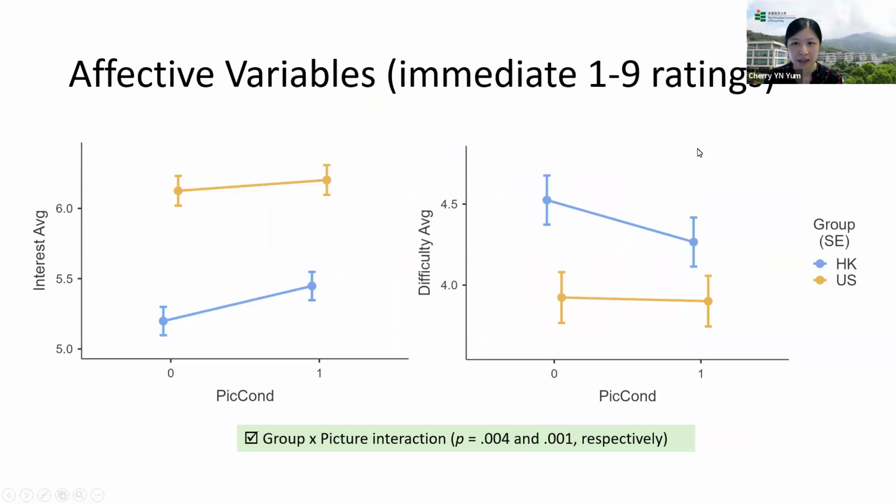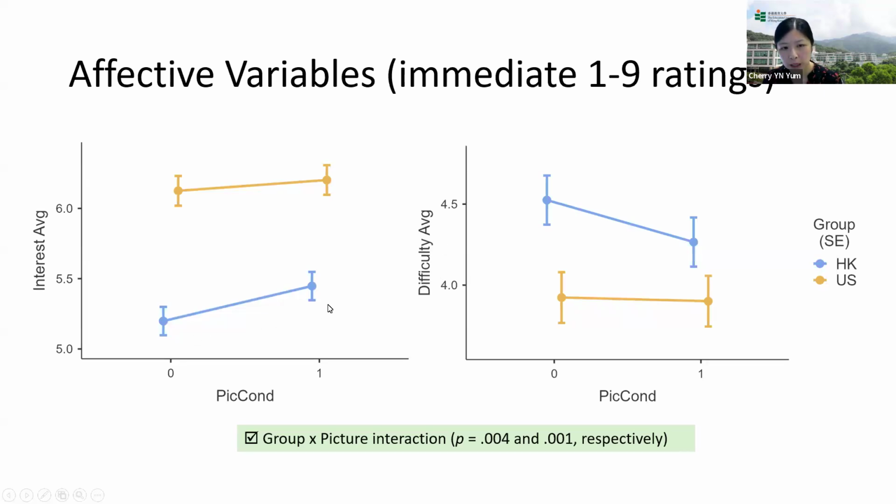Next, we can look at the affective ratings. So these were done immediately after learning on a 1 to 9 Likert type scale. And on the left here, this is the average interest participants viewed towards the concept. And over on the right is the difficulty.